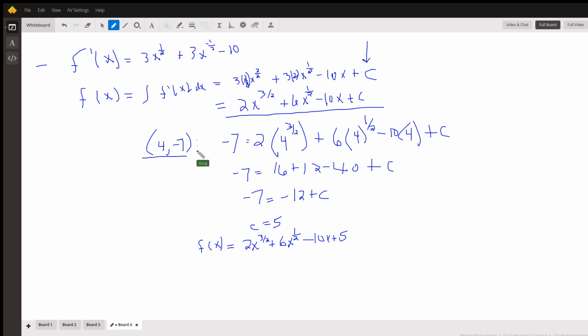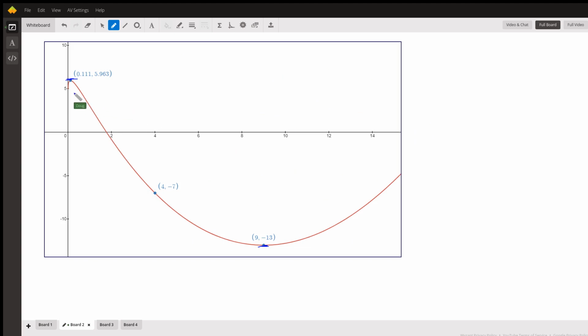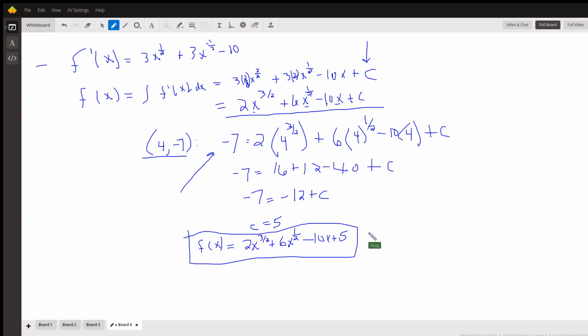That means when x is 4, right here, we generate a y value of -7. So solve this equation for c, and you get, in the end, c equals 5. So there is the original function. And that is what this red graph is the graph of, that original function right here.